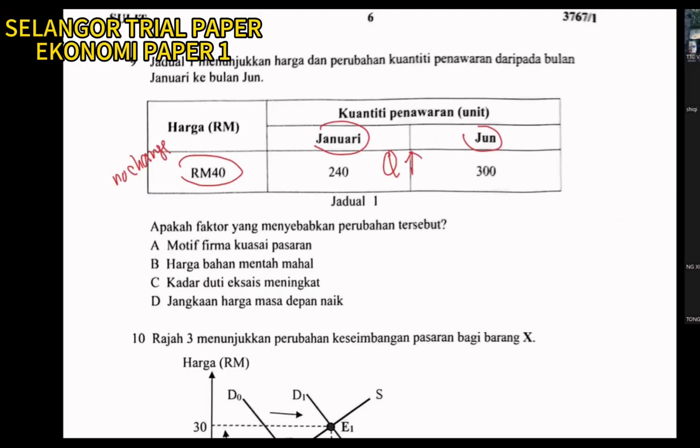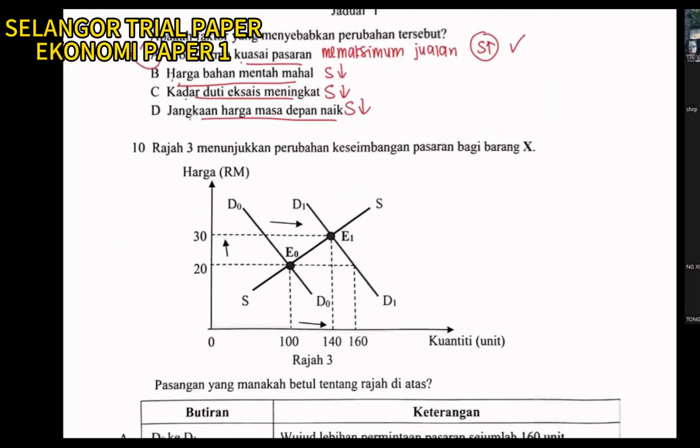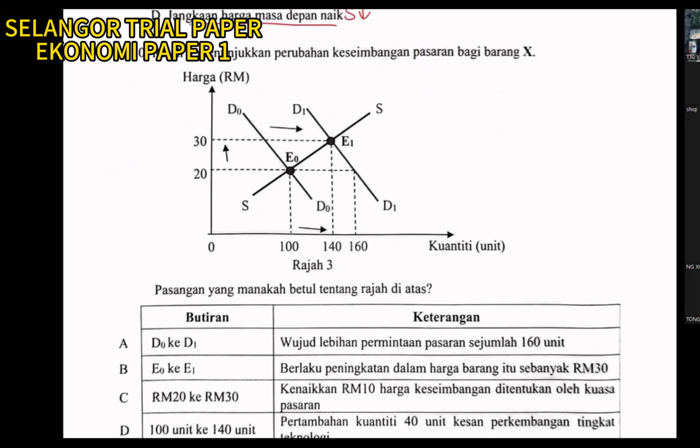Faktor lain. Right, so let's see. Motif kuasa pasaran. Kuasa pasaran means what? They want to memaksimumkan jualan. If memaksimumkan jualan, supply increase, correct or not? Yes. Harga bahan mentah mahal, this one should be reduced. Duty excise, reduce. Future become expensive, reduce. Alright.